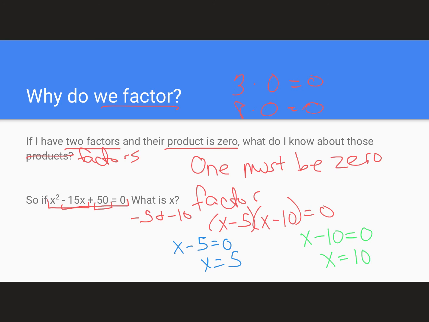So the solution here is x is 5 or 10. If I put 5 or 10 into the equation as x, I will get back a 0, and you can check that out. So that is why we do this factoring, so that we can solve these problems.